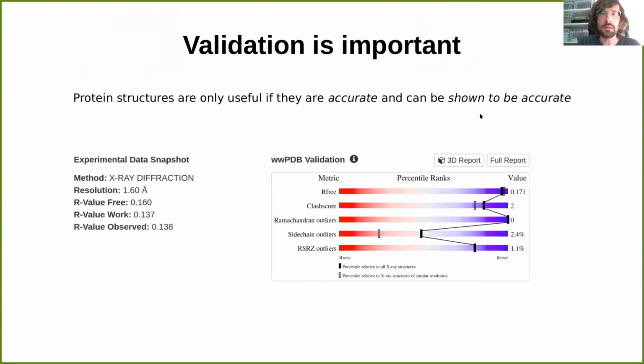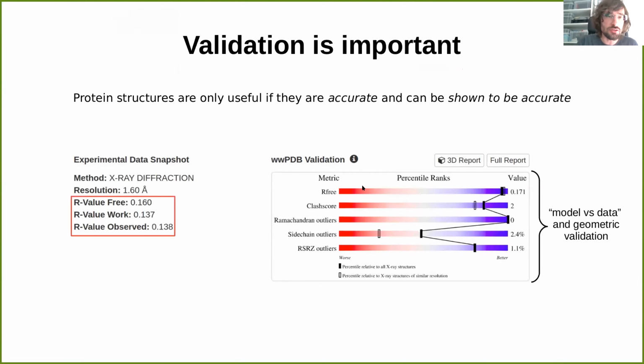So if you go to the PDB and have a look at any X-ray structure, you'll find a nice mix of model versus data validation, which specifically validates accuracy, as well as geometrical validation, which validates the quality of the geometry. You also find some metrics which can tell you if the model's been overfit or not, and you've also got the resolution. So overall, in general, X-ray structures are very well validated and they're quite useful.